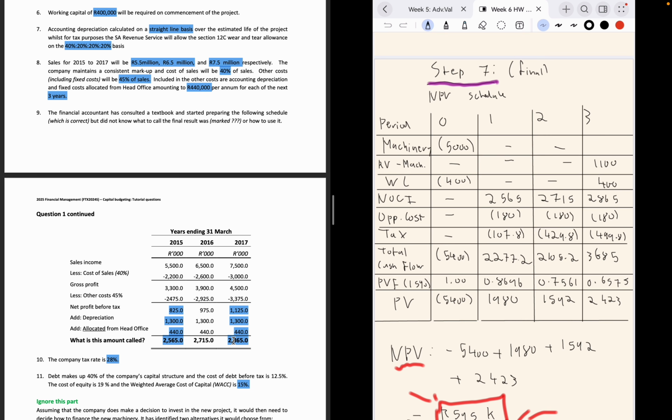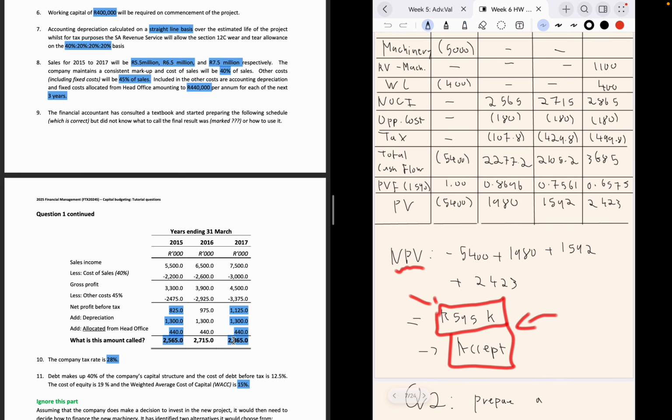Then just check year 3, residual value of machinery is 1,100, and that's what they tell us in the question. Working capital, we get that back, right? So it was an outflow in year 0, it's an inflow in year 3 because we finished with the project, so we get that back. And then your net operating cash inflow, your opportunity cost, your tax, all of that we've already calculated. That gives you a total cash flow, and you just present value that.